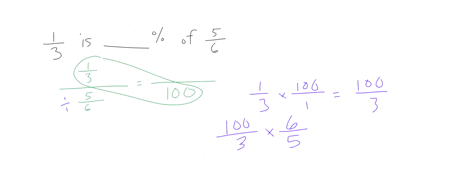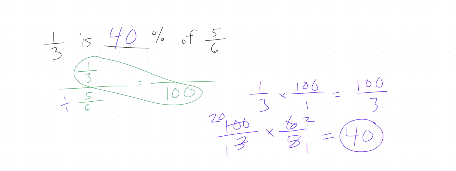3 and 6 is a 1 and a 2. Then 5 divided by 5 and 100 divided by 5. So that gives me a nice clean answer of 40. 1/3 is 40% of 5/6. Trying to think of how to double check that. 1/3 would be half of 2/3. 2/3 is equivalent to 4/6. So it's a little bit less, and 40% is a little bit less than 50%.